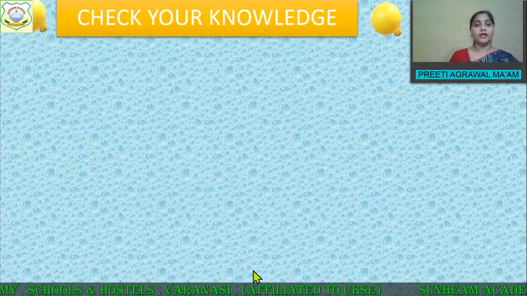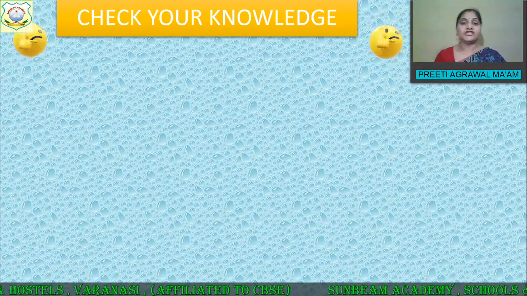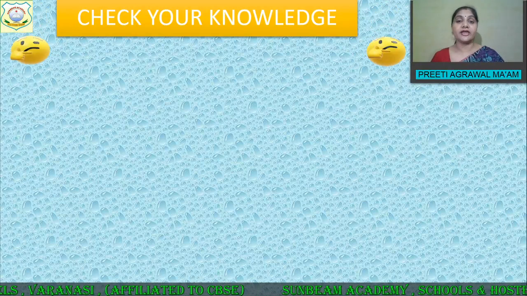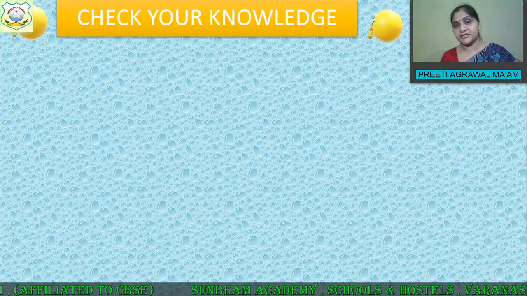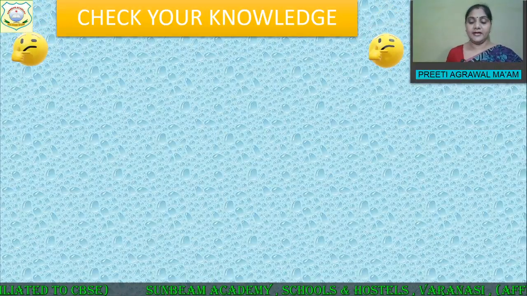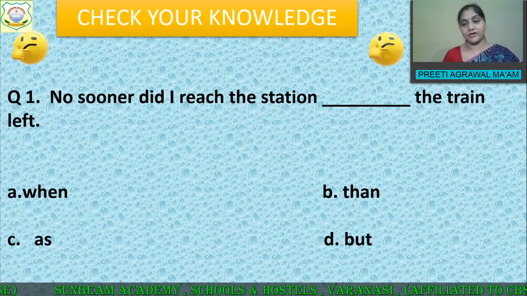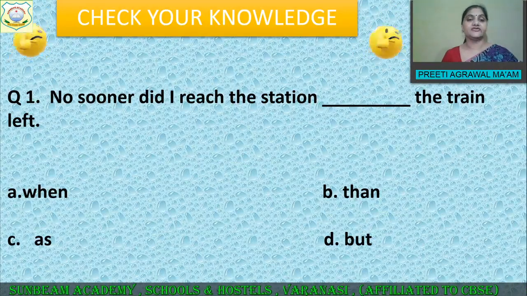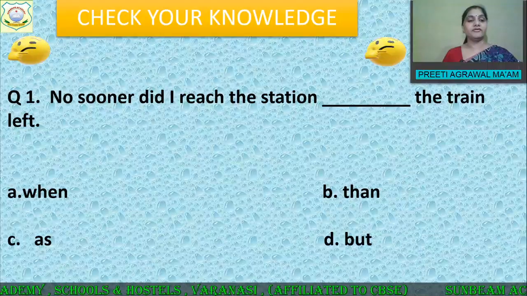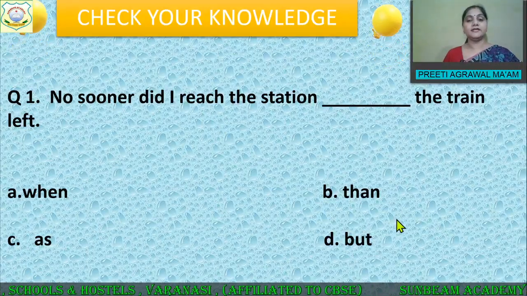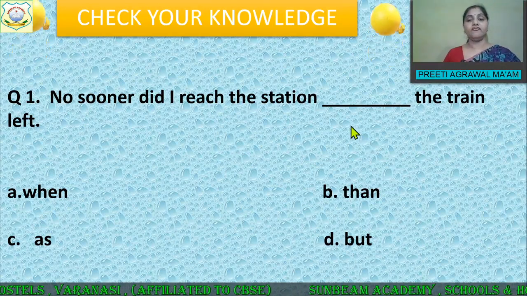Here, you have to check your knowledge. Again, I have added some questions for you just to check your knowledge, and you are checking it yourself because you are writing your answers in your notepad. Let's see. What is the question? No sooner did I reach the station, fill in your answer, the train left. What will be the answer according to you? Four options I have given here: when, then, as, what. Hurry up. Think quickly. What will be the answer?